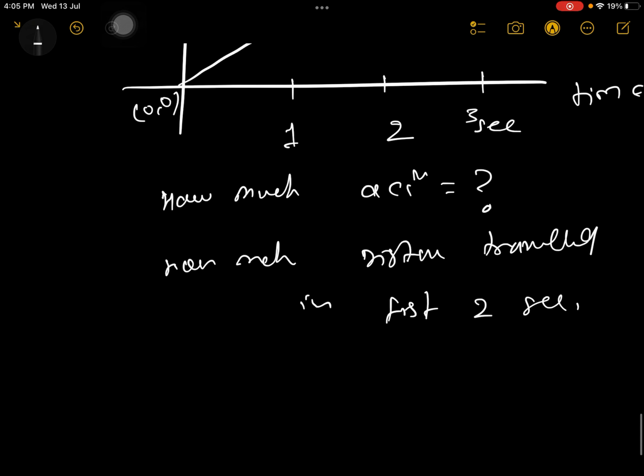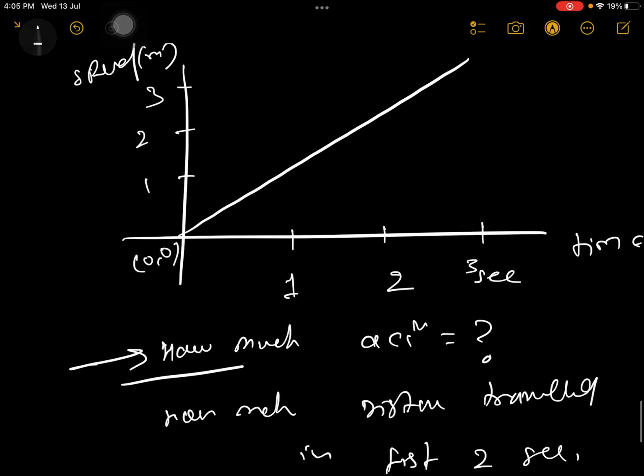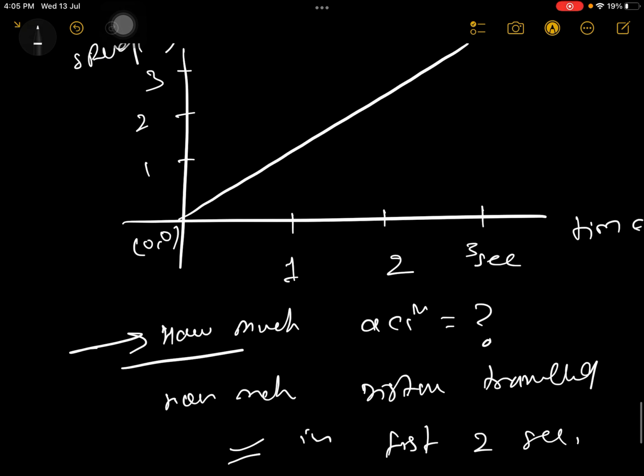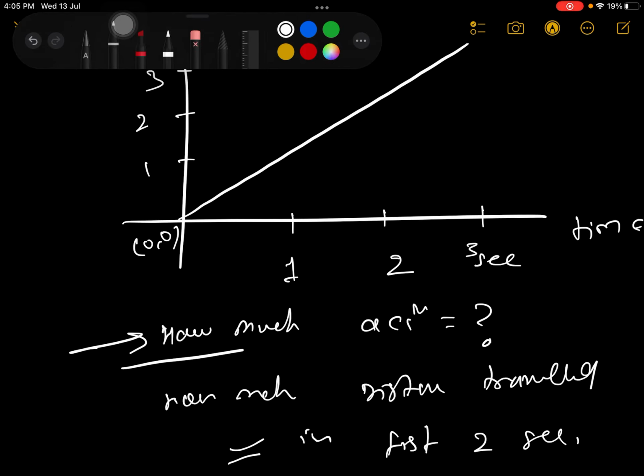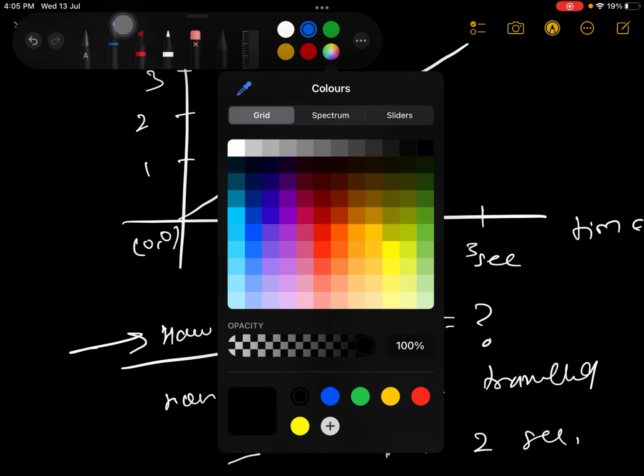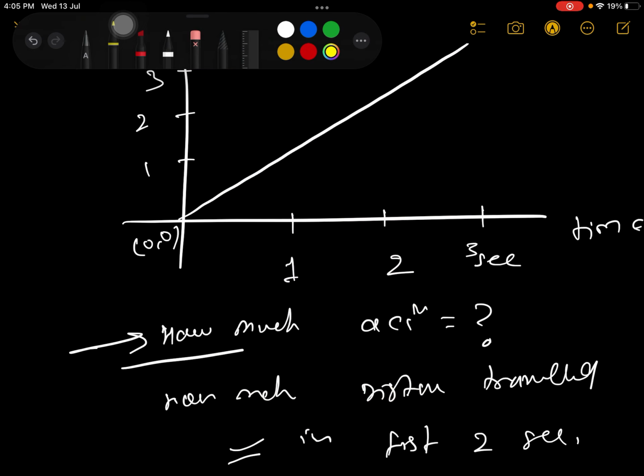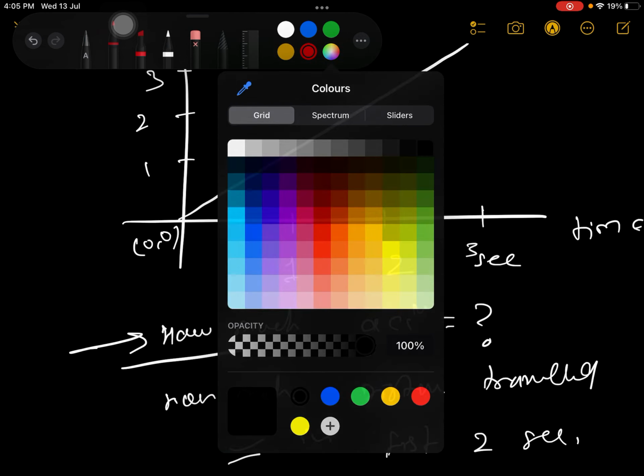Okay, so listen, how much acceleration, this part I am explaining now, and distance traveled you will answer in the comment box. I know only a few students are very serious and watching videos regularly, because of the views I can guess. So let's do this part. I will choose a different color for acceleration.